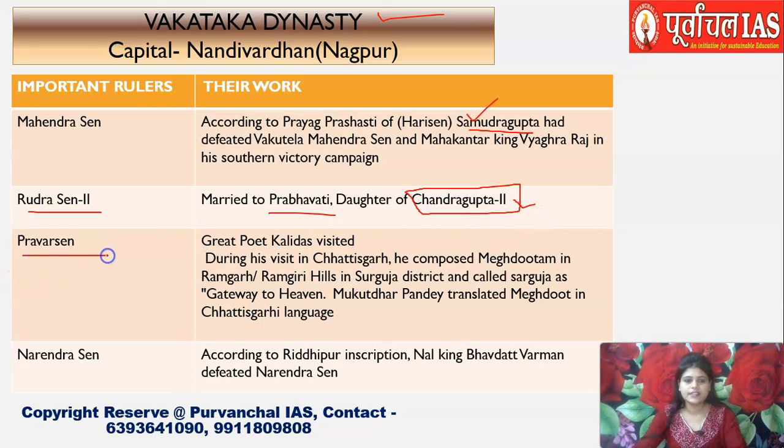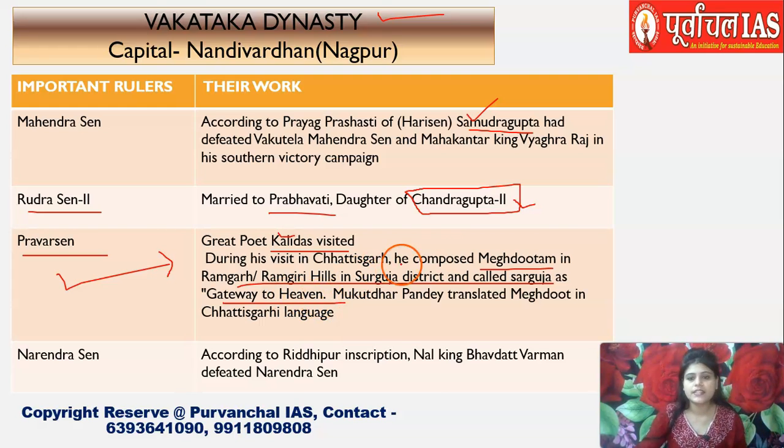Now, Pravar Sen is a little important king. You get to know that the great poet Kalidas visited the court of Pravar Sen. During his visit to Chhattisgarh, it is said that Kalidas composed Meghdutam in the Ramgarh Hills, which is in Sarguja district of Chhattisgarh. Okay. He called Sarguja the gateway to heaven. Please remember that Meghdutam was written by Kalidas, and Kalidas visited Chhattisgarh during the time of the Vakataka king Pravar Sen, and it is said that he composed this Meghdutam in the Ramgarh hills of Sarguja district, and he also called Sarguja the gateway to heaven.